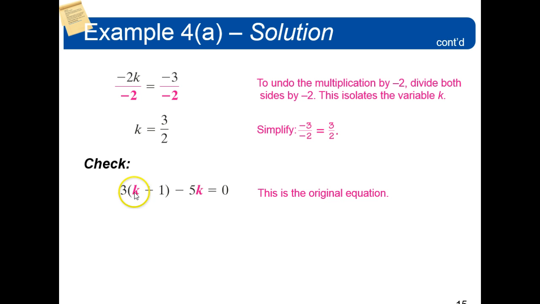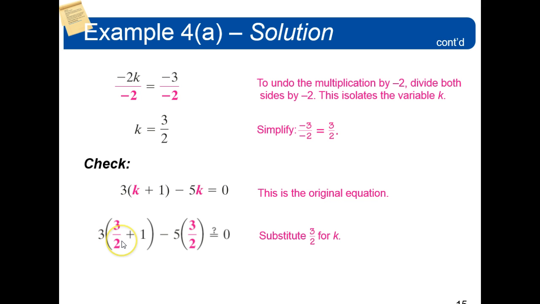We are going to remove both k's. This is always how you check. Find the variables. You're going to remove them and substitute the answer that we got. So we removed this k and we got 3/2. We removed this k and we had 3/2. Now we're going to work this out.